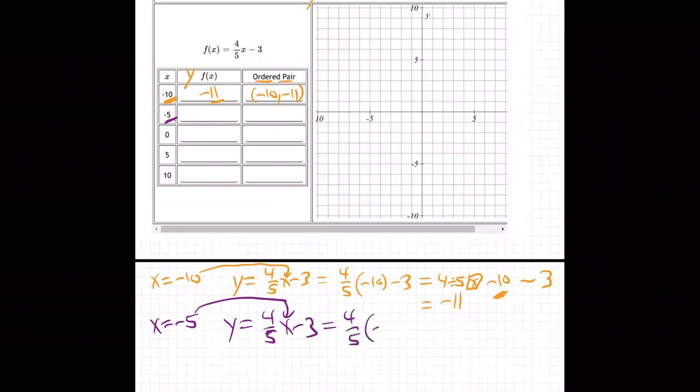So that'll be 4/5 times -5 minus 3. Hit the buttons on your calculator. I'm getting -7. And so that's -5, -7. Just put the two numbers with a comma in parentheses. And then the third one, 0.